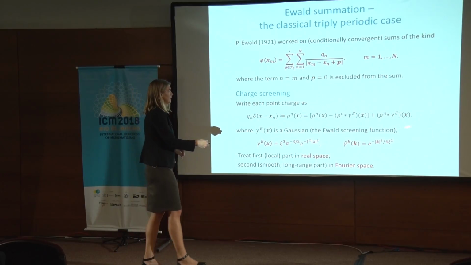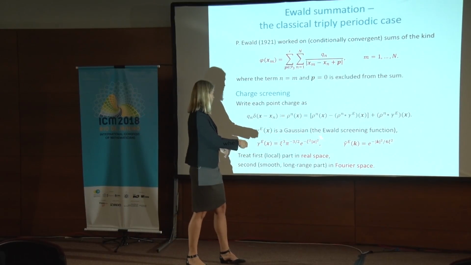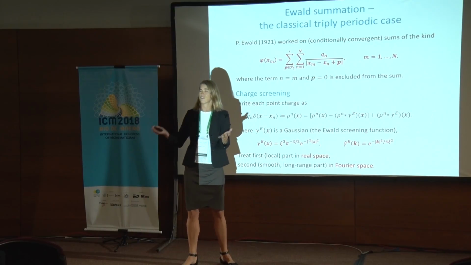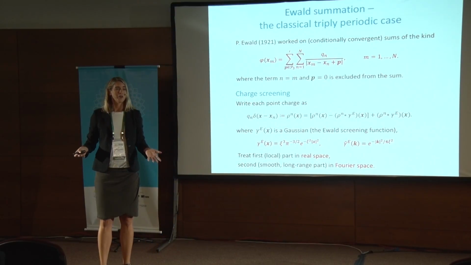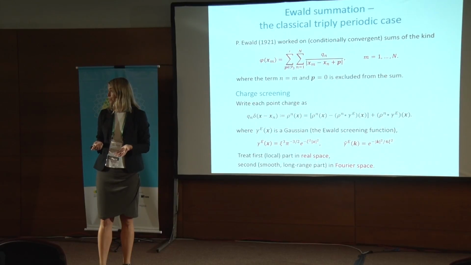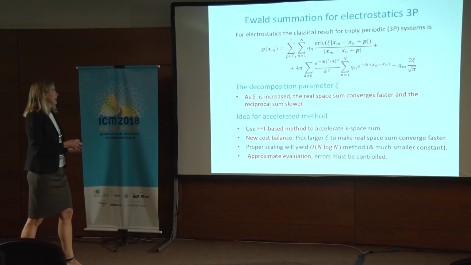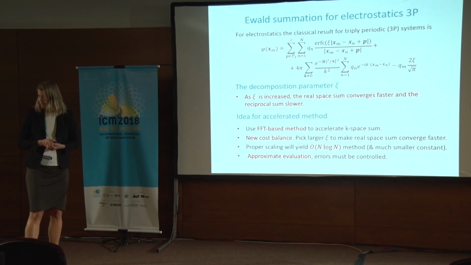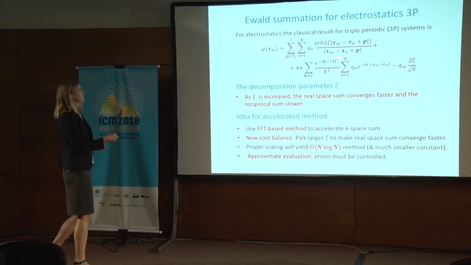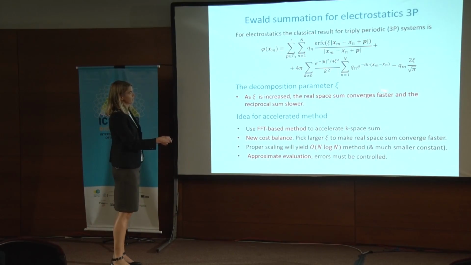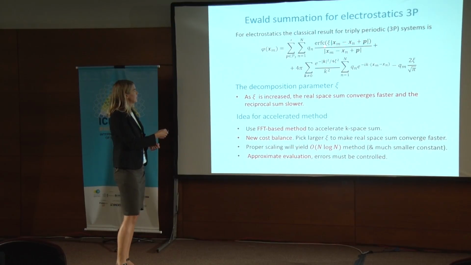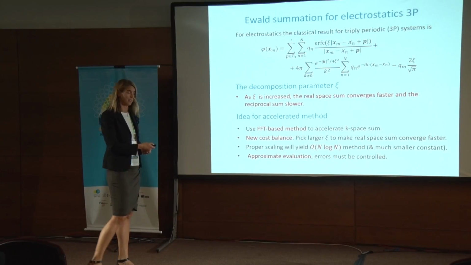The second part is a superposition of Gaussians on the right-hand side of the Poisson equation for a periodic problem, which is very nicely solved in Fourier space. So this is what's being done. This is the classical Ewald sum, the way it looks. This is the real space part and the Fourier part. This is a correction term that you have to add. This psi here is a decomposition parameter. If you increase psi, this converges faster, this one slower, and vice versa.